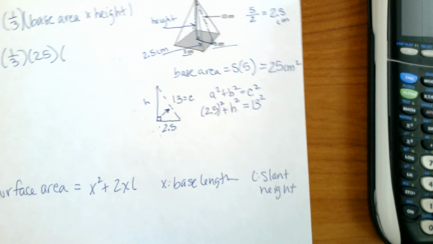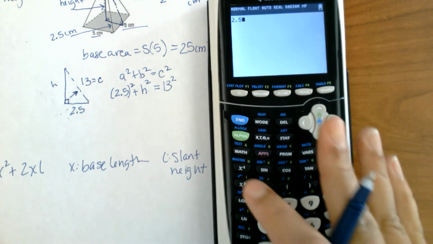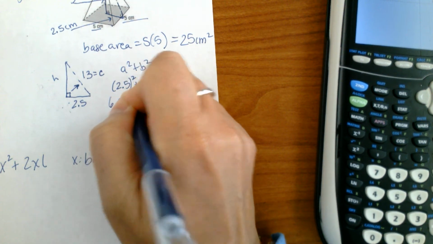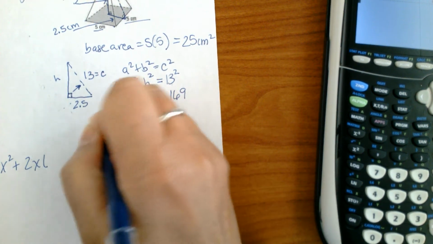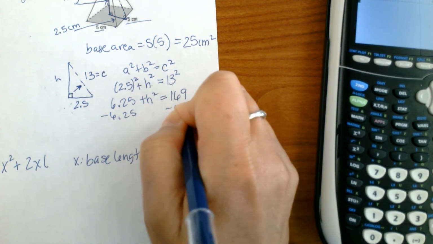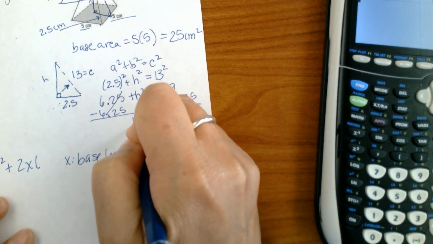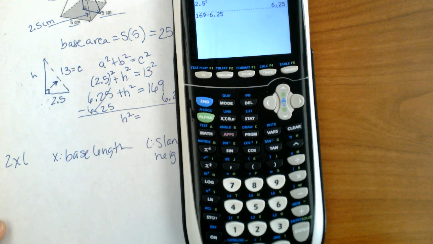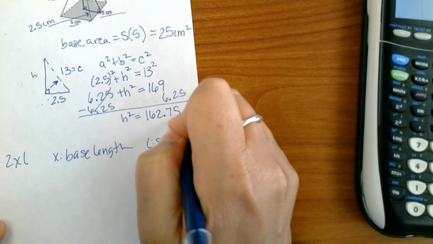Okay, so let's turn our calculator on. Here we go. All right, 2.5 squared is 6.25. So 6.25 plus h squared equals 13 squared, which is 169. Let's bring over the 6.25. I do like showing you all of my steps. Let's line it up correctly, even though the calculator is 6.25. Okay. h squared equals 169 minus 6.25, which is 162.75. I'm not done yet.